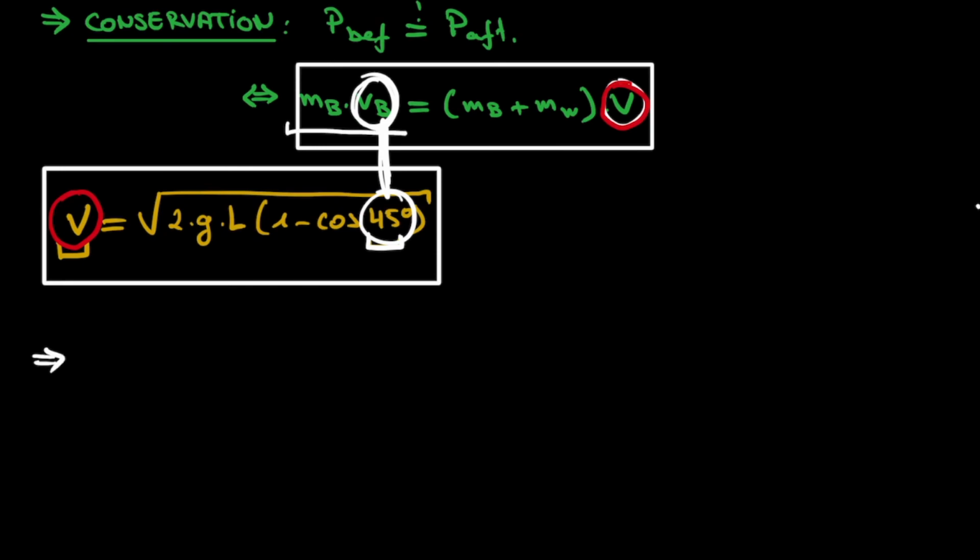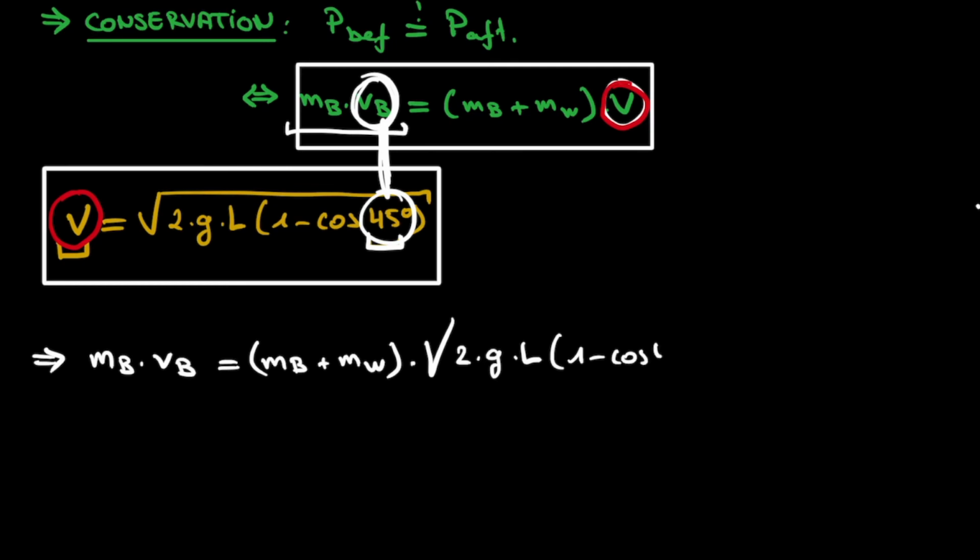We first have this left-hand side, which is the mass of the bullet multiplied by the velocity of the bullet, which is what we're actually looking for. And this will be equal to the mass of the bullet plus the mass of our bag of sand multiplied with this capital V. But capital V is simply this term right here. So this will be multiplied by the square root of 2 times g times L multiplied by 1 minus the cosine of 45 degrees. And of course we can rewrite this differently and isolate this velocity of our bullet.